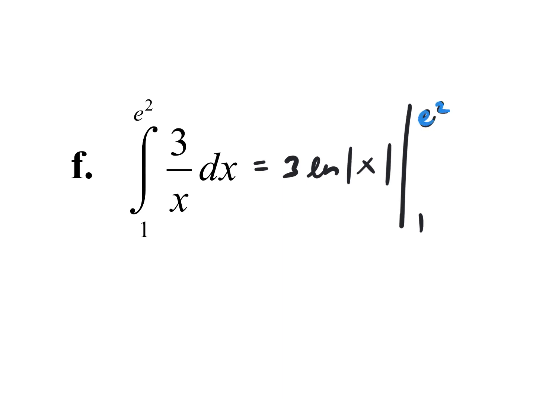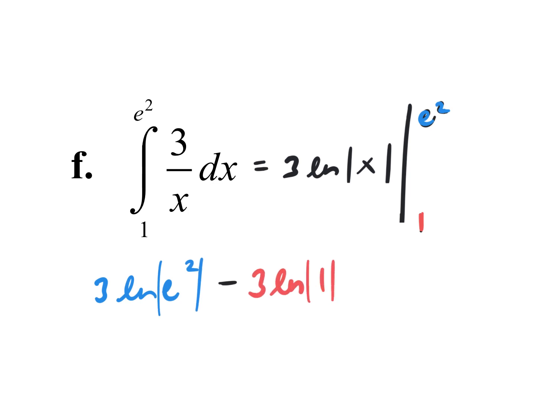Okay, so when I plug in e squared, I'm going to get 3 times the natural log of e squared. And then I'm going to subtract when I plug in 1. So I've got minus 3 times the natural log of 1. And I mentioned this earlier, natural log of 1 is 0, so this whole thing is going to be 0. But then, can I simplify this natural log of e to the second? I can actually. Natural log of e is just 1. So it's going to be 3 times 2, which gives me 6.